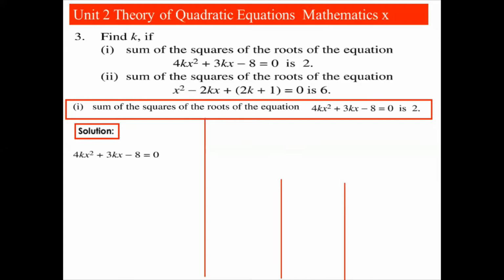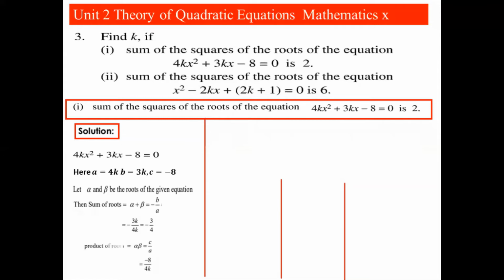Solution here: a is equal to 4k, b is equal to 3k, and c is equal to minus 8. Let alpha and beta be the roots of the given equation. Then the sum of the roots will be equal to minus b by a, and here b is 3k and a is 4k. After cancellation we have the sum of the roots is equal to minus 3 by 4, and the product of the roots is equal to c by a. Here c is minus 8 and a is 4k. So after simplification, we can simplify here.